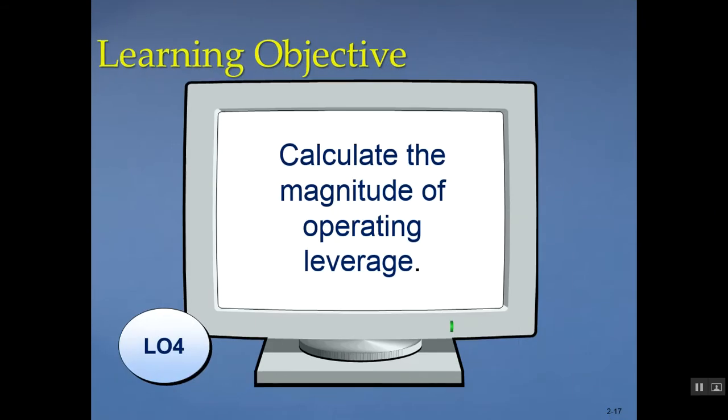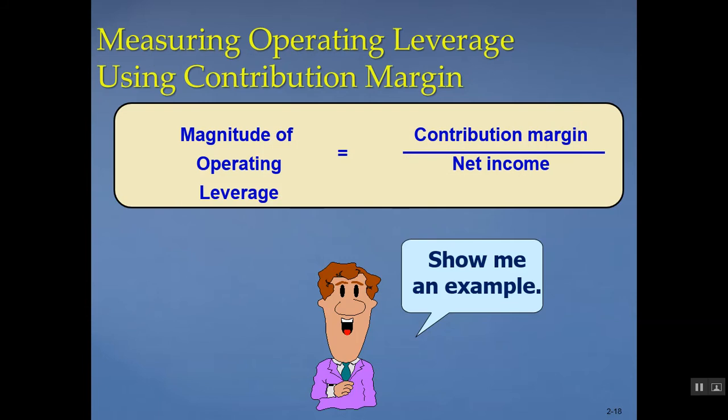That's going to be used to help us calculate the magnitude of operating leverage. So remember we talked about the volatility is higher when you have higher fixed costs? Well, we can actually determine how much our net income is going to change based on the change in sales. And the way that we do that is we take our contribution margin and divide it by our net income. So, let's look at an example.